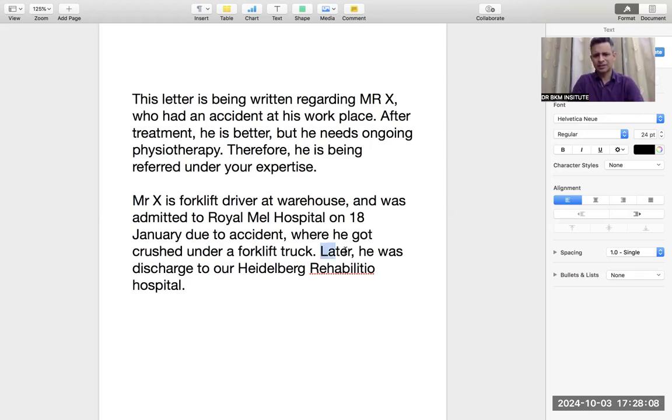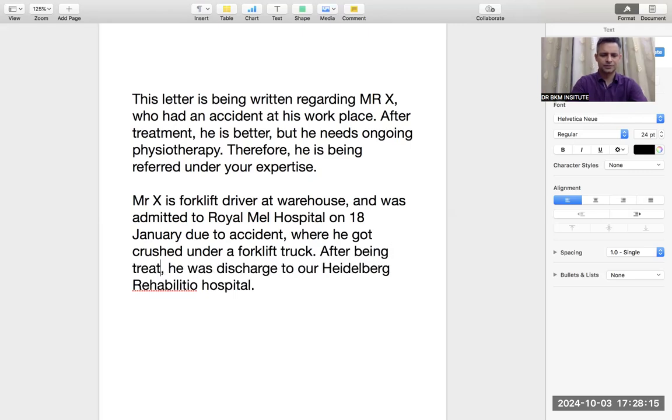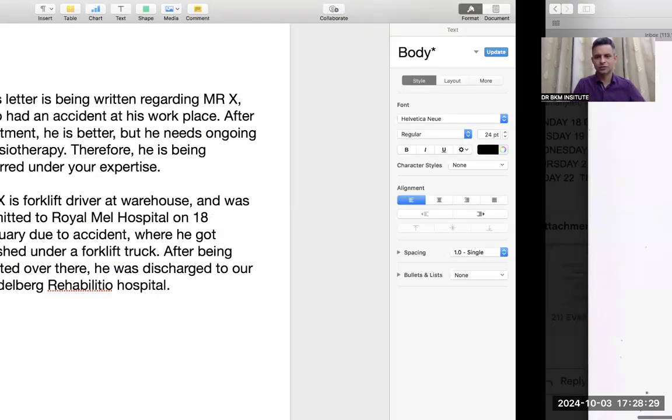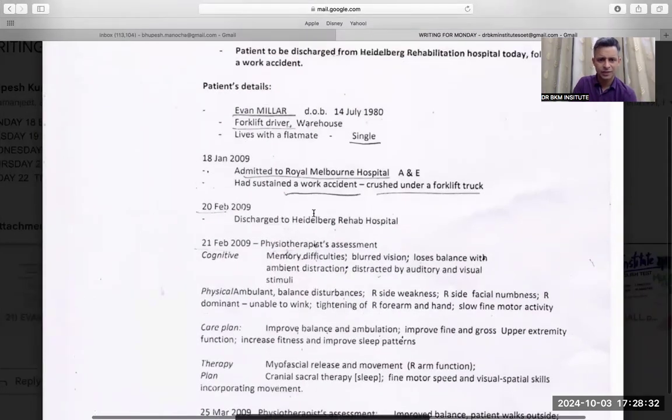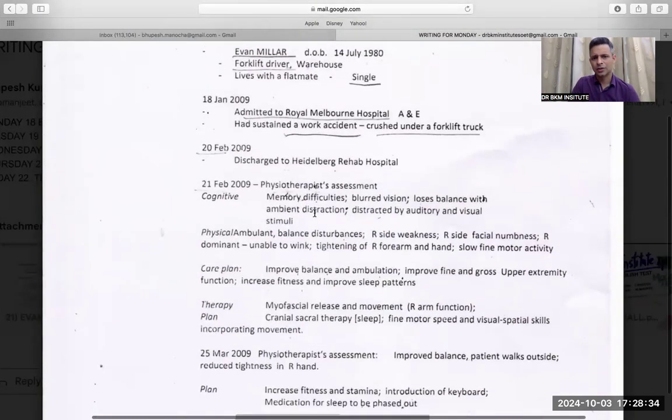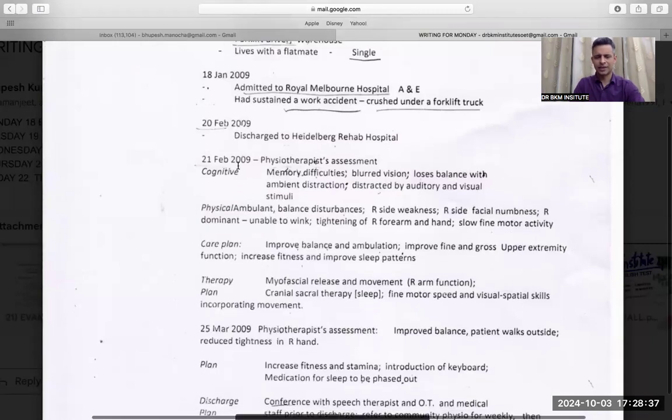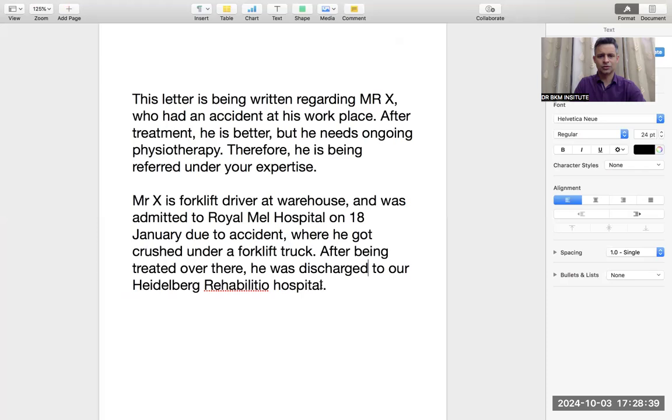So after that, we can see they should have given something after he was treated over there. This is better. After being treated over there, he was shifted to, he was discharged. Passive voice: was plus third form. He was discharged to our hospital. Is there anything that has been given over here? Any treatment? So on 20th February, I would also say he was discharged to our Heidelberg Hospital on 20th February.